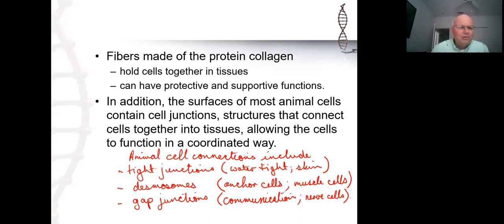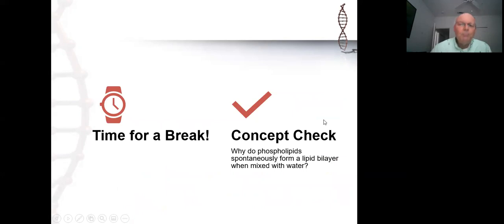We don't need to go into the details of this. I just wanted to let you know that there are connections between animal cells in the same way as there are connections between plant cells, but they are of different types because of the different nature of plant cells and animal cells. So, quick concept check before we move on. Why do phospholipids spontaneously form a lipid bilayer when mixed with water?